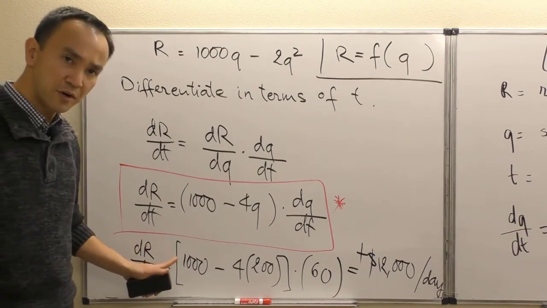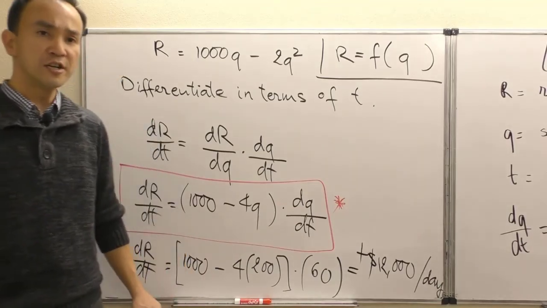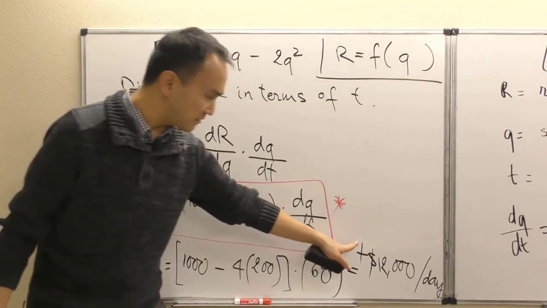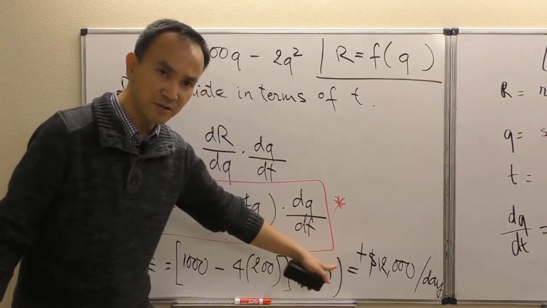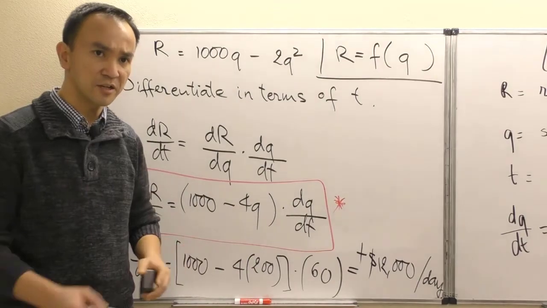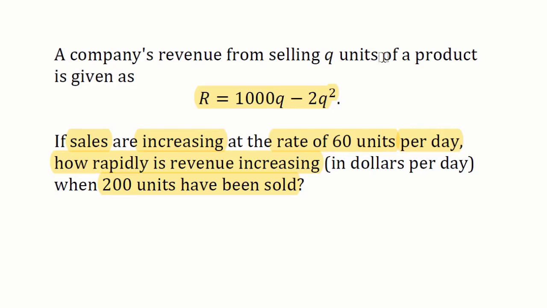Our revenue was increasing at a rate of $12,000 per day, right at that instance where our company reached 200 quantities sold for q. I just made that statement clearly stating that the revenue here is increasing. That's consistent with another piece of information in the question that may not have caught anyone's attention: how rapidly is the revenue increasing?